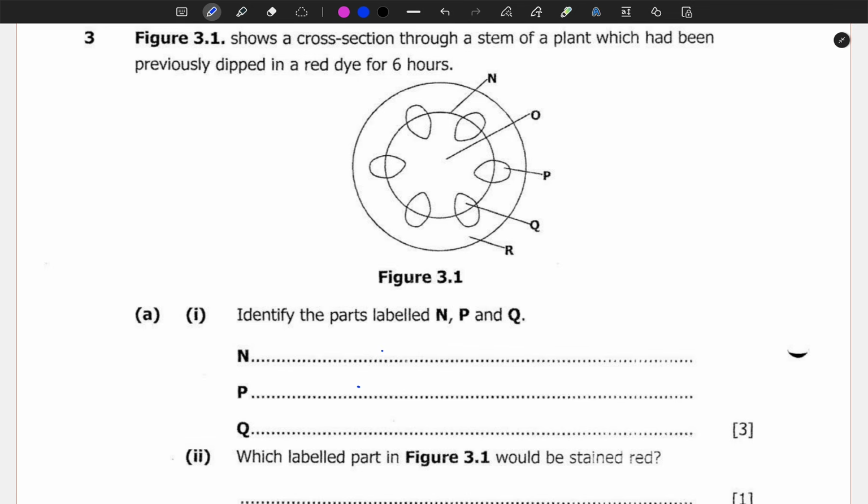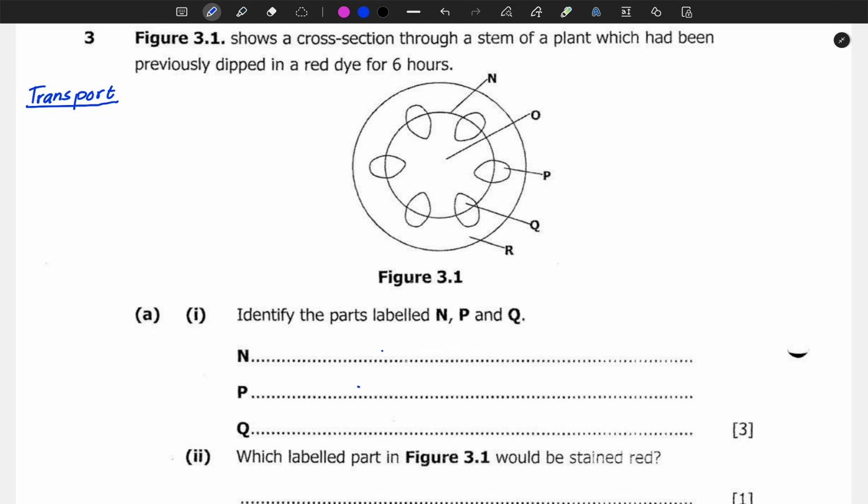Figure 3.1 shows a cross section through a stem of a plant which had been previously dipped in a red dye for 6 hours. So here, this question is under the topic of transport. Transport is a very important system because it talks of how materials are moved within a living organism. Or we can just summarize that where there is life, there should be transport.